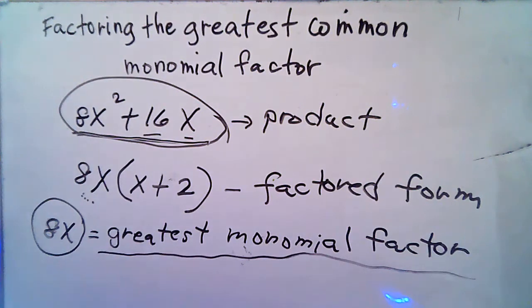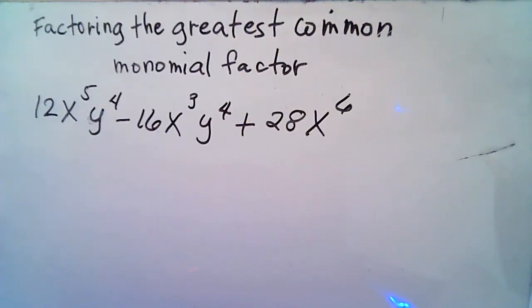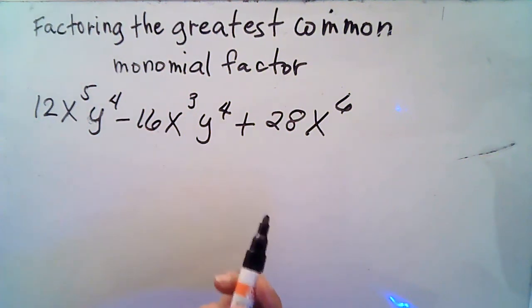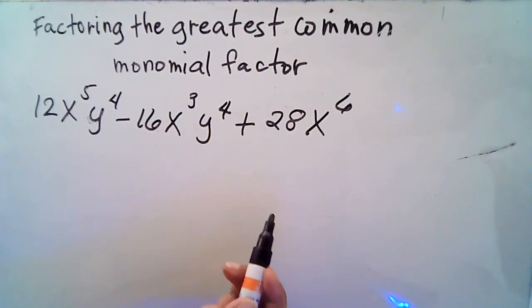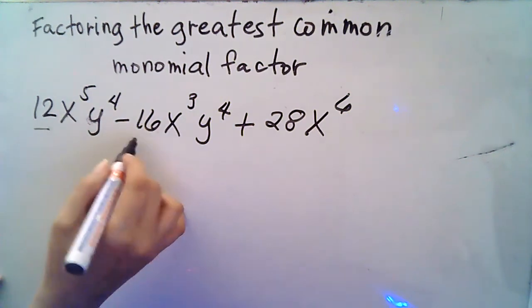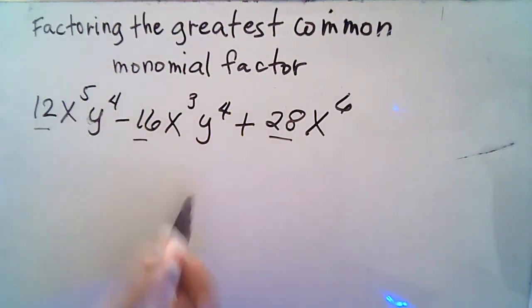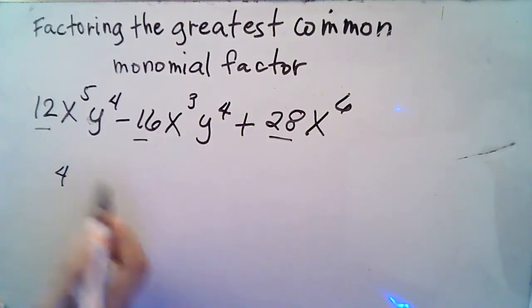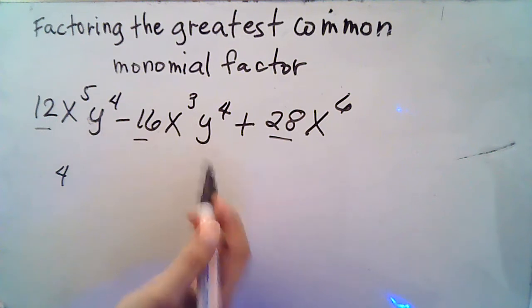Okay? So now let's have one last example. Let's try to factor out this polynomial. So we actually have 3 terms here. So first step is to find the GCF, or the greatest common monomial factor. So let's work first with the numerical coefficients 12, 16, and 28. So the GCF for these numbers is 4 because it is the greatest number that is divisible to all of these numbers.